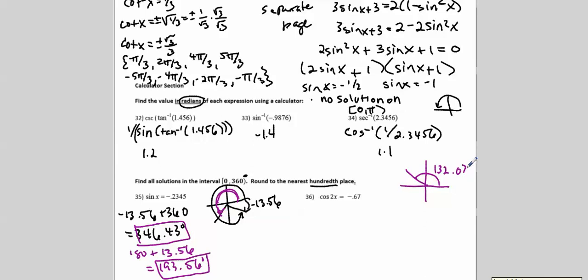So this is 132.07 degrees. Alright, so there's another place that's going to have a cosine of negative 0.67, and since cosine is negative in the third quadrant and the fourth quadrant, this is the other place. Now I need to find this reference angle in here by subtracting 132.67. I need to subtract that from 180 to find this piece in here. So in here, 180 minus 132.67 gives us 47.